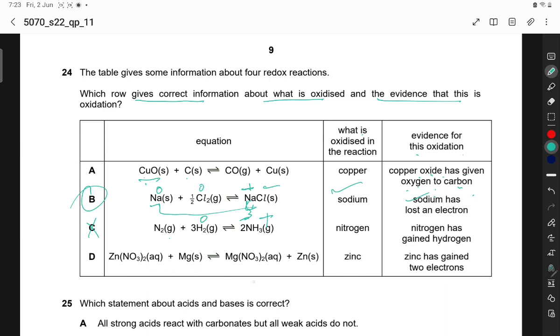Zinc nitrate and magnesium. Zinc is reduced. Magnesium goes to 2 plus, losing 2 electrons, so it is oxidized, and zinc over here is 2 plus. Zinc is reduced and magnesium is oxidized.